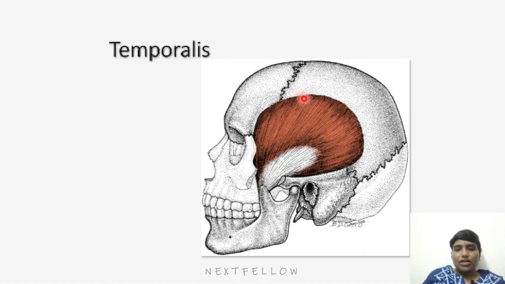Temporalis. Temporalis muscle, it will take its origin from temporal fossa as well as temporal fascia. The fibers converge to form a tendon, and this tendon will pass beneath the zygomatic arch and are inserted onto the coronoid process of the mandible.